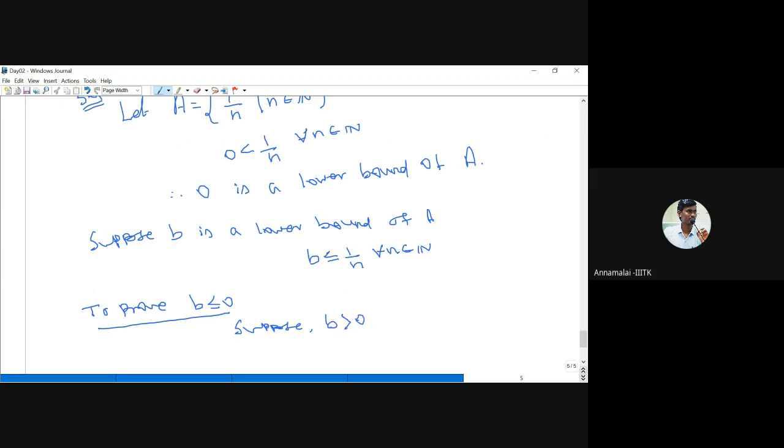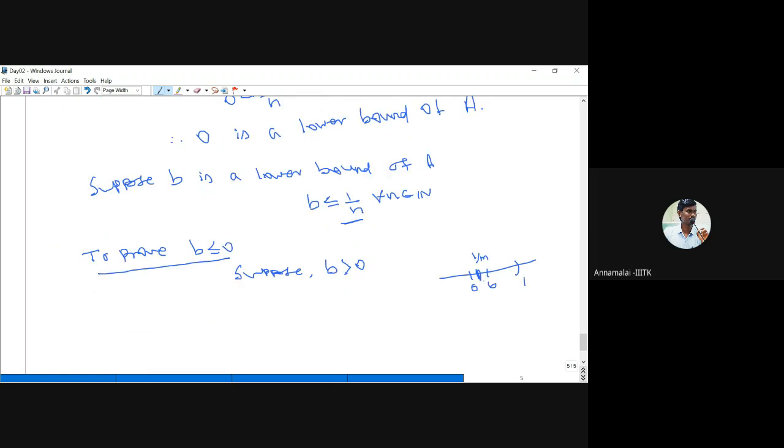Okay. So we have 0 here, and B should be after 0, but B is lower than all the 1 by n's. Therefore, B is always bigger than 0. Now we can find an element here of the form 1 by m. Okay, so it's always possible, right?